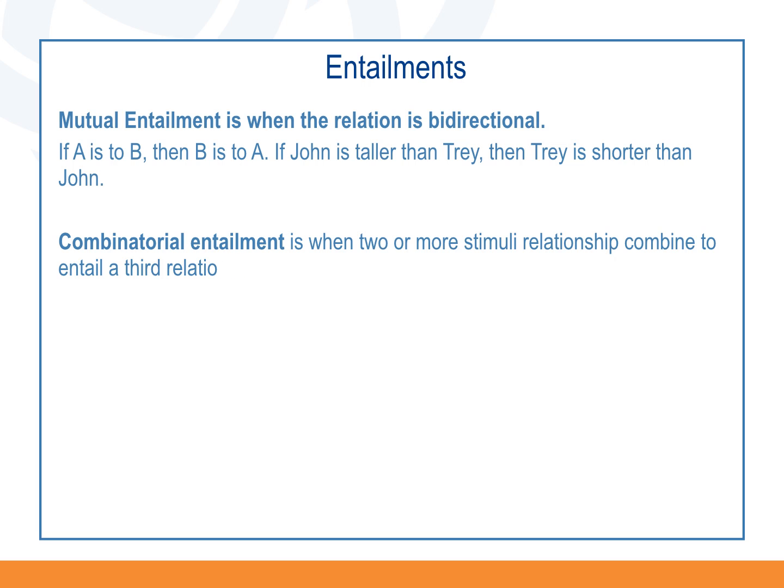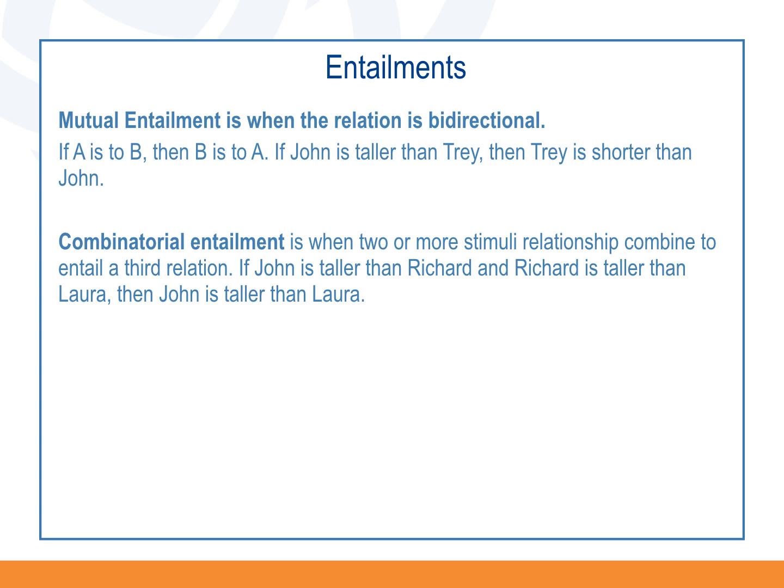The next one is more along the lines of transitivity. Combinatorial entailment is when two or more stimuli relationships combine to entail a third. So if John is taller than Richard, and Richard is taller than Laura, then John is taller than Laura. I didn't have to explicitly tell you that last one. You were able to derive it.